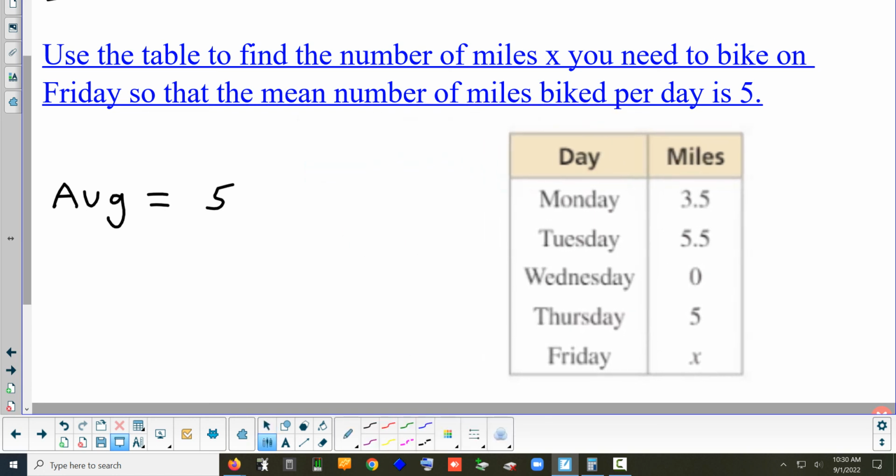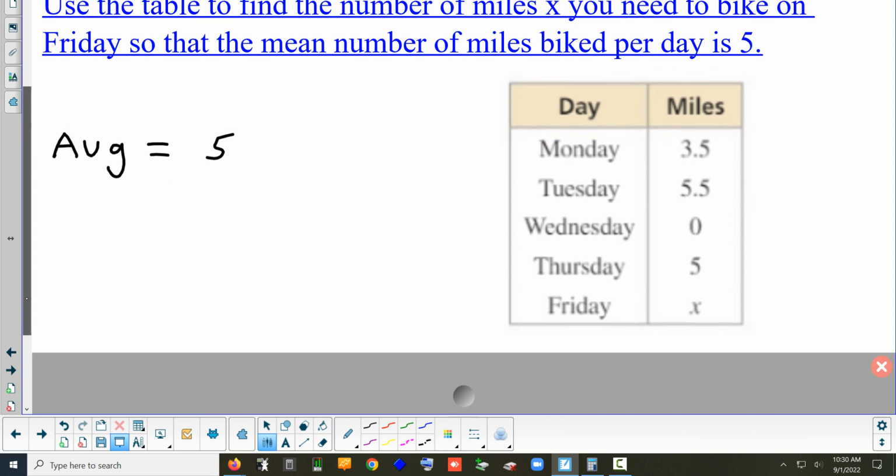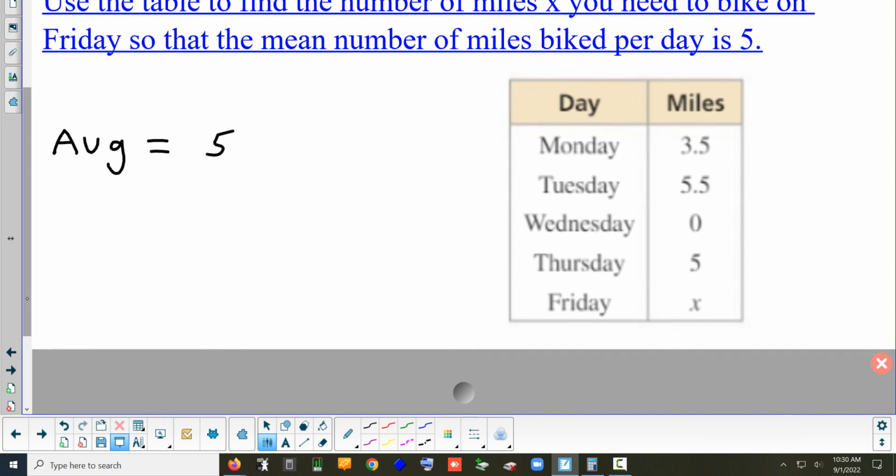So what we have to do is add up the miles we rode each day, divide by how many we have, and that needs to come out to 5. So let's start with Monday. How many miles did we bike on Monday? Yep, 3.5. All right, so that's our first one.